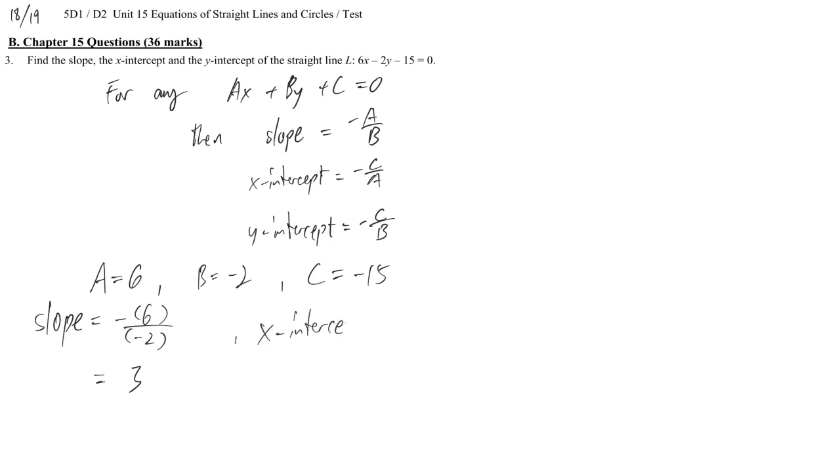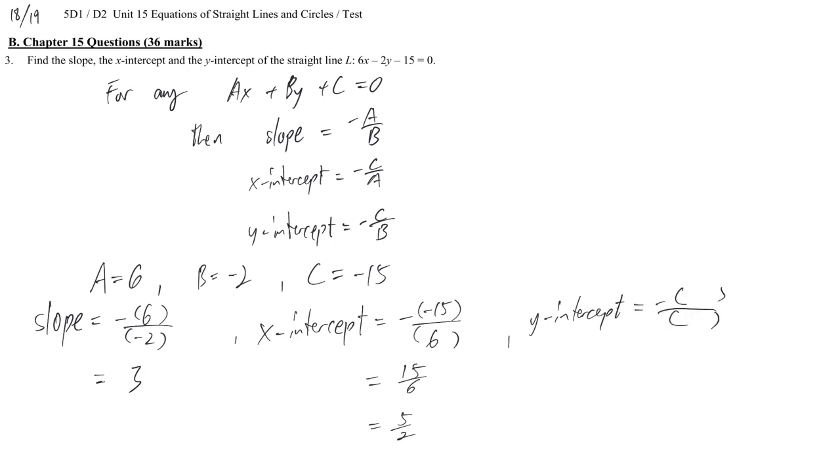X-intercept is equal to negative c over a. C is negative 15 while a is 6. So we have 15 over 6, that means 5 over 2. Finally, y-intercept is equal to negative c over b. C is negative 15 while b is negative 2. So we get negative 15 over 2.